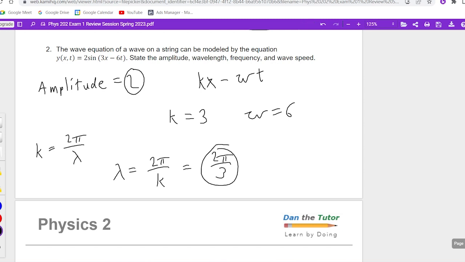The wave is moving to the right, and that's because it's opposite signs. The 3x is positive, the negative 6t is obviously negative. Opposite signs mean the wave is moving forward, which is to the right. If they had the same sign, it'd be moving to the left. Okay, any questions on number 2?